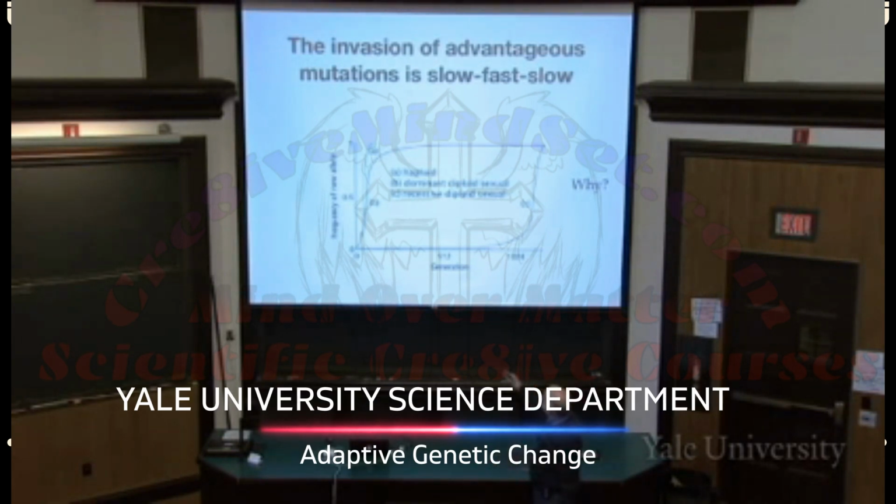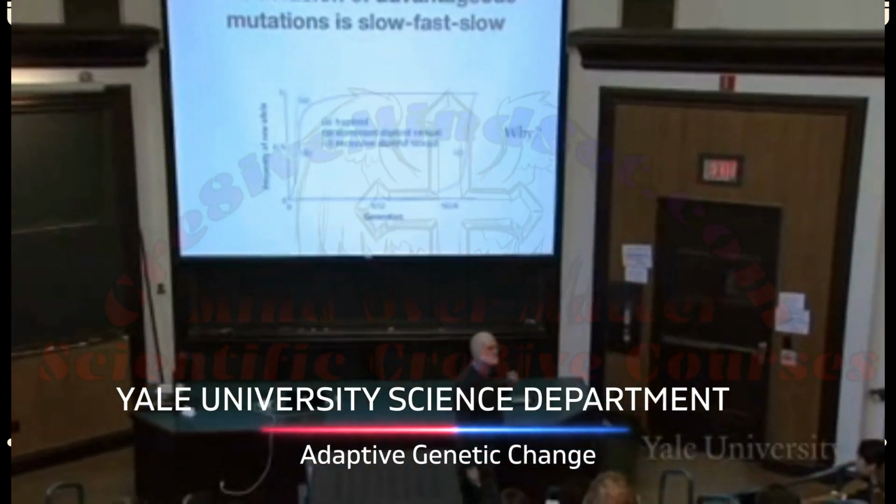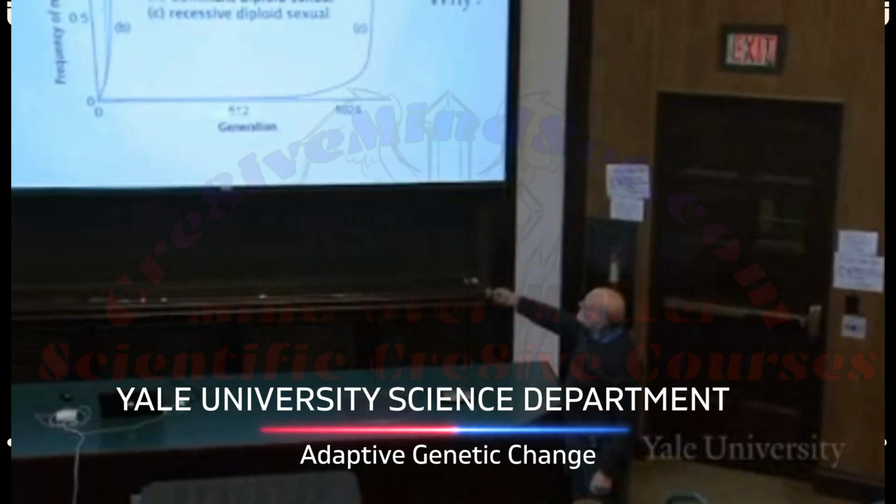Okay? Recessive diploid, I think that you now see why that would be the slowest. If we have an advantageous recessive gene, it gets slowed down by the fact that when it's in the heterozygote, its effects are being covered up by the other allele. Okay, why is it S-shaped?